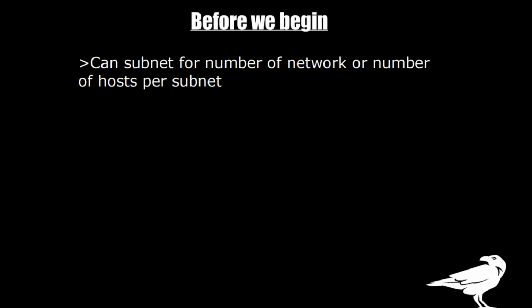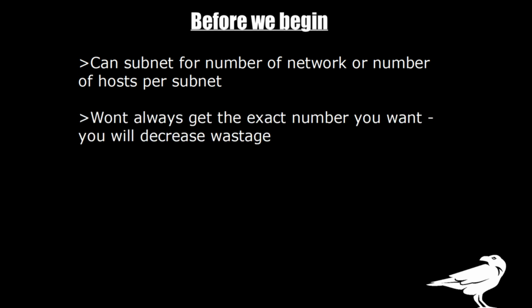But before we begin, we can do subnetting for a certain number of networks or a certain number of hosts, but we cannot guarantee both. We can only aim for one of those two things, and the other becomes whatever it's going to be. Also, you won't always be able to get the exact number of addresses you want, but you will be able to decrease the wastage of addresses or the wastage of subnets, depending on what you're after.